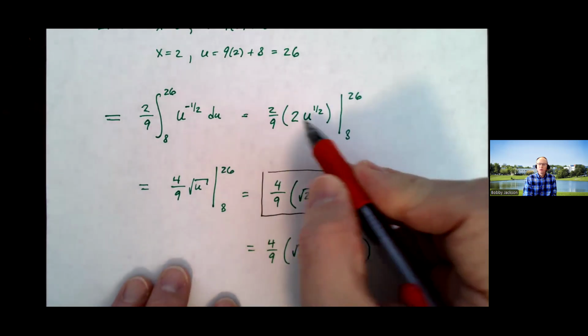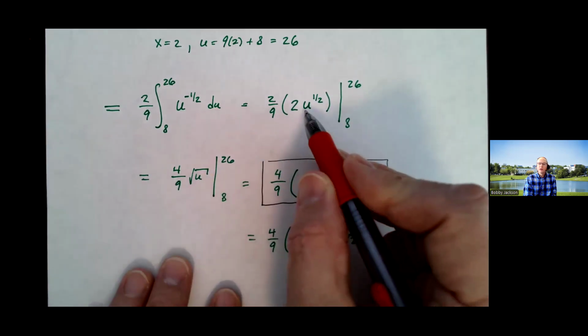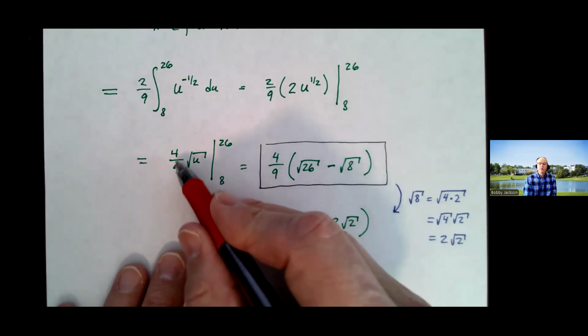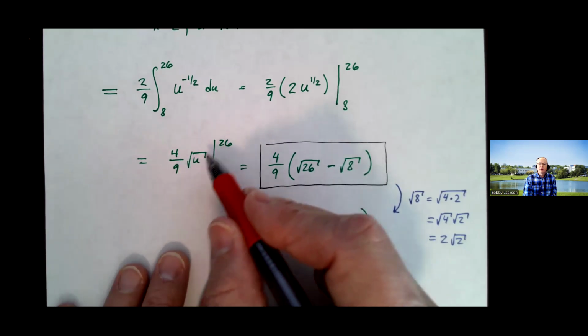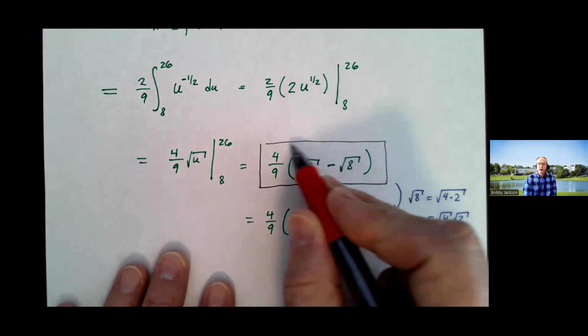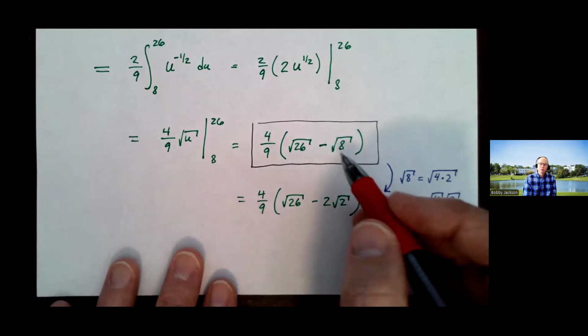Just clean this up a little bit. 2/9 times 2, that's 4/9. And then I'm going to write u to the 1/2 as the square root of u because I'm going to plug in now. And I'll factor out the 4/9, and then I'll plug in 26 and plug in 8 and subtract. Now, I'm okay with this, but you could simplify a little bit.